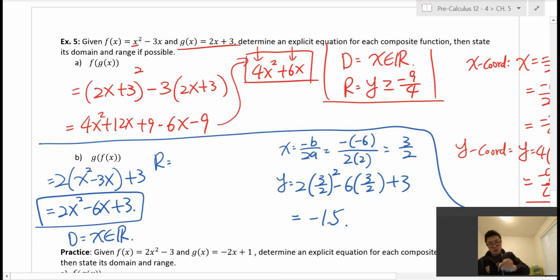Okay, so the range is going to be y. Again, this is a minimum because the leading coefficient is positive, so the graph opens up.